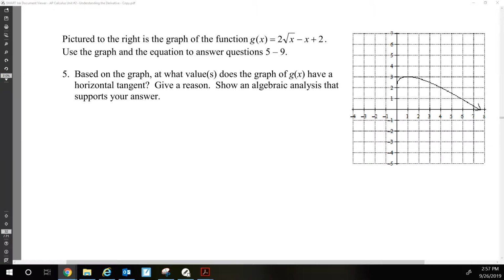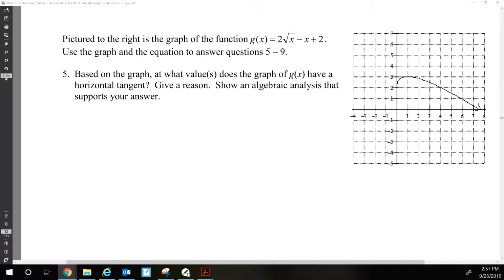Hello, calculus. Here's part 2. We've got another lovely graph with an equation. This is a square root function, but it's also got that x term in there, which makes it a little wonky, right? Not a perfect little square root. Based on this graph, at what values does the graph of g of x have a horizontal tangent?